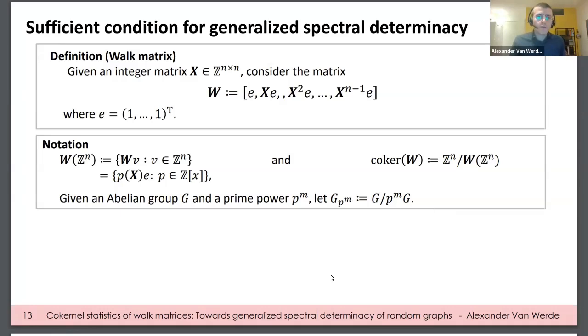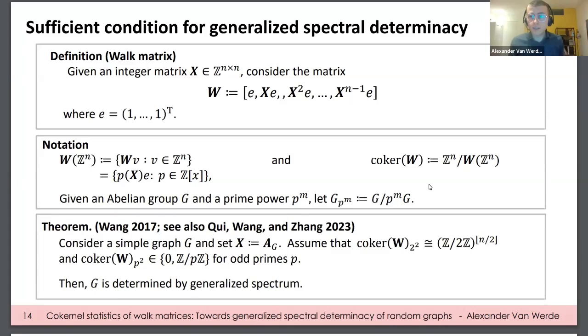All right. Now, the theorem due to Wang, equivalently restated, is as follows. If we're given a simple graph, and we take X to be the adjacency matrix, then if the cokernel, or these quotients of the cokernel for different primes, have a specific form, then the graph is in fact determined by its generalized spectrum. Now, the specific statements here will not necessarily matter for my talk. What will matter is that ultimately we need to care about these quotients of the cokernel. In particular, you take some prime raised to the power 2, and if those are sufficiently well behaved, then one can in fact state that the graph is determined by its generalized spectrum.